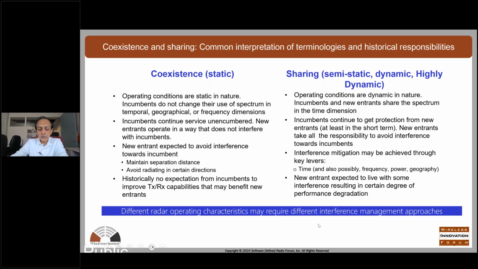Now, also again, it's worth repeating that there are different radars, as we talked about, and they have different operating characteristics. So we will need different approaches to meet the requirements of the performance, and there's again no single solution that we should be thinking of that can take care of all the situations. Next slide, please.